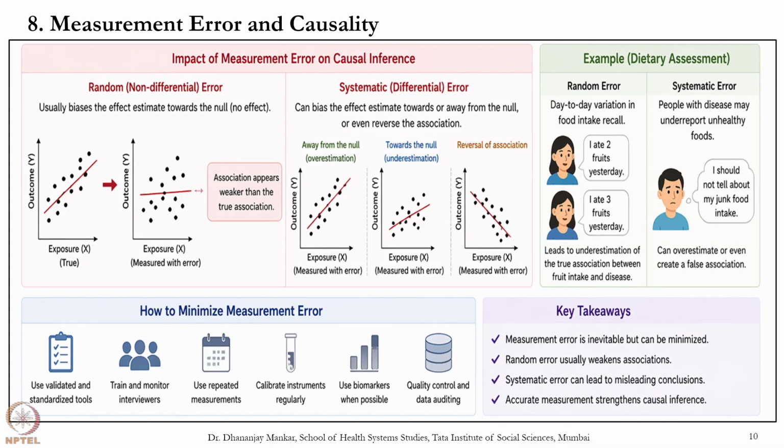So what is the key takeaway from measurement error and causality? Measurement error is inevitable, you cannot stop it, but it can be minimized with some effort. Random error usually weakens the association, and you should try to work on it. Systematic error can lead to misleading conclusions, as seen in the junk food example. Accurate measurement strengthens causal inference, which is very important, and you should try to minimize measurement error.